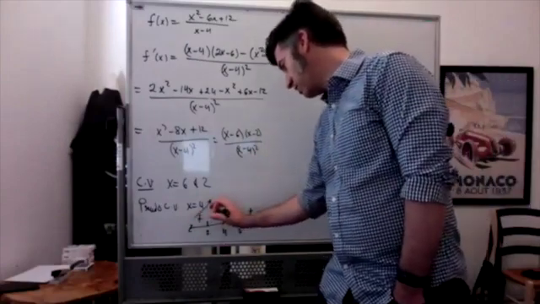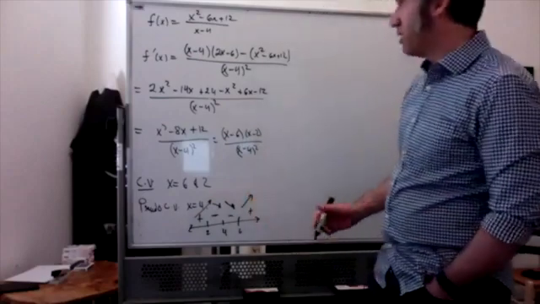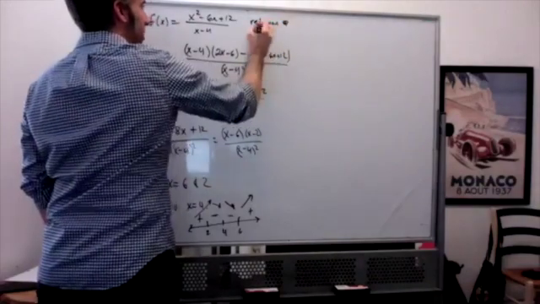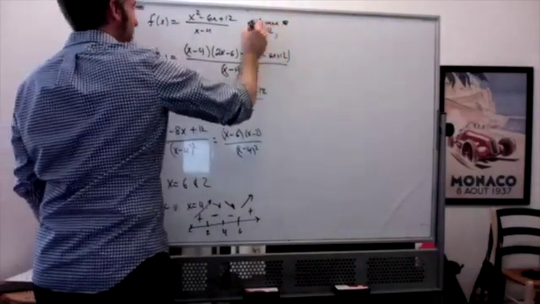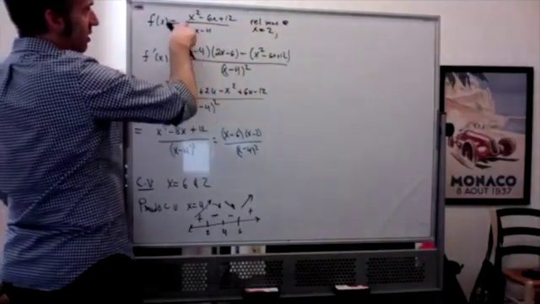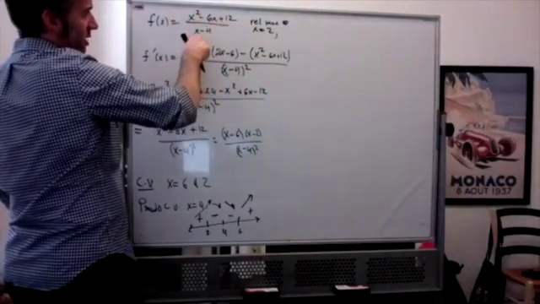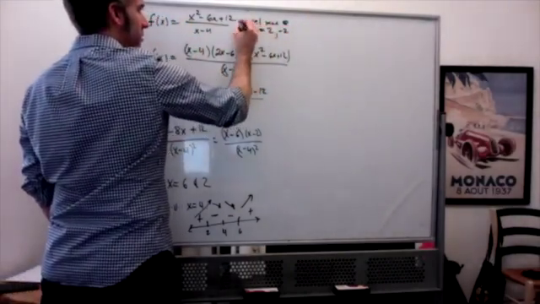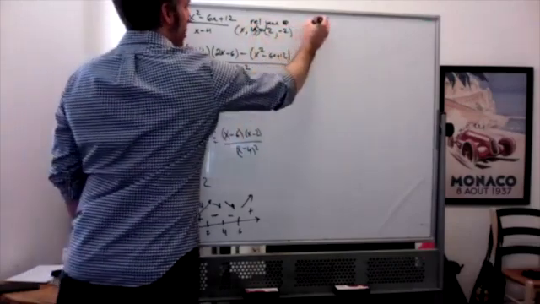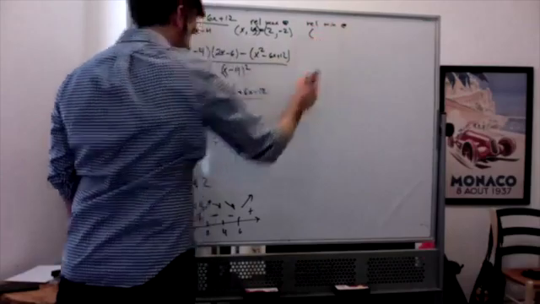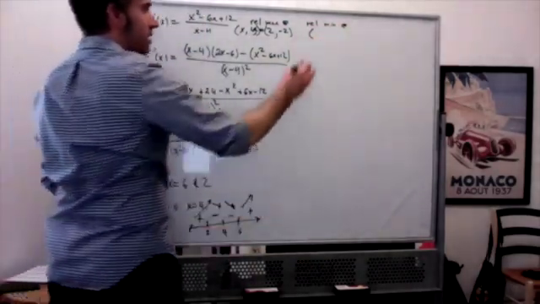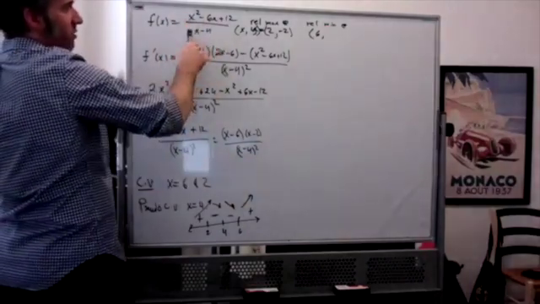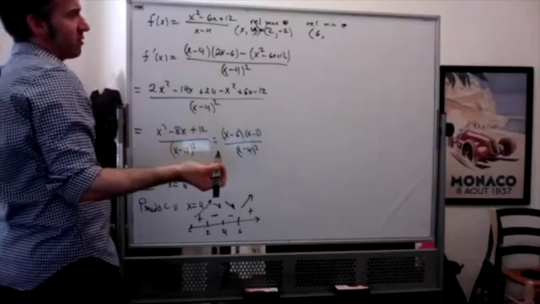My function's increasing, decreasing, decreasing, increasing. So it looks like we have a relative maximum at x equal to 2. And if we want, we can find the y value by plugging in. The y value is going to be 4 minus 12 plus 12 over negative 2. So 4 over negative 2 is negative 2. And then we have a relative minimum at 6, comma, whatever f of 6 is. Let's see, it's 36 minus 36 plus 12 over 6 minus 4. That's going to be 12 over 2, which is 6.